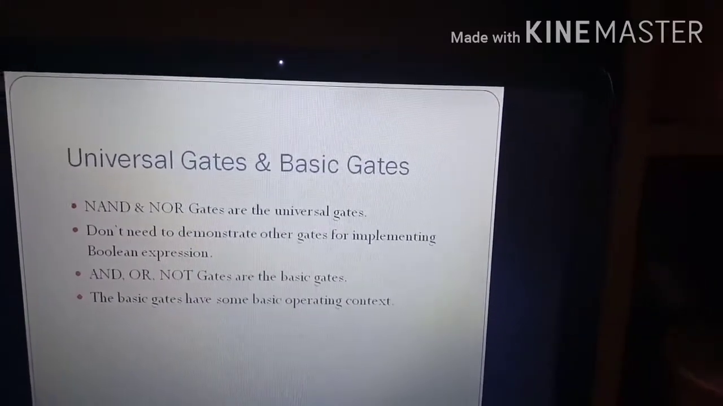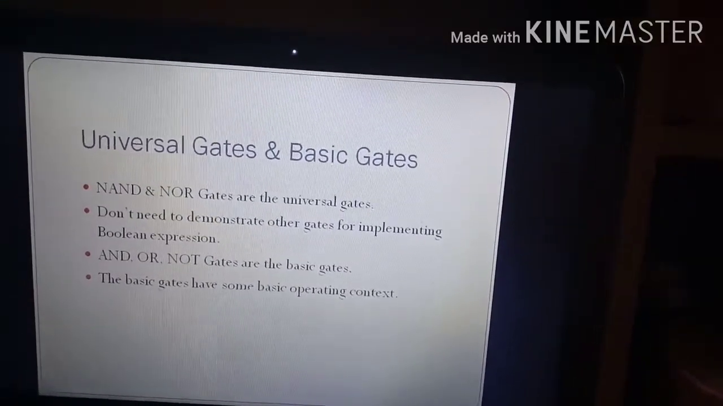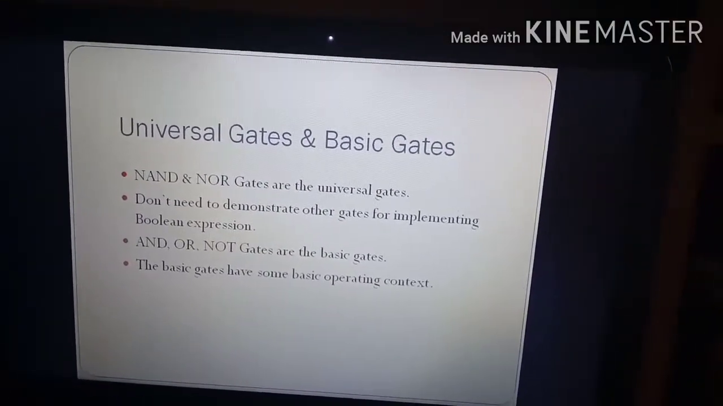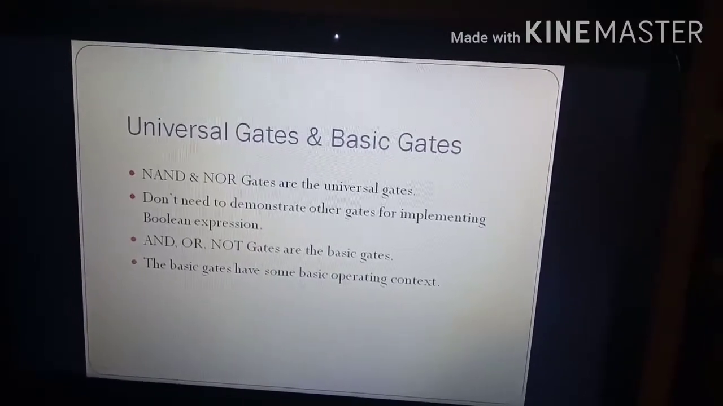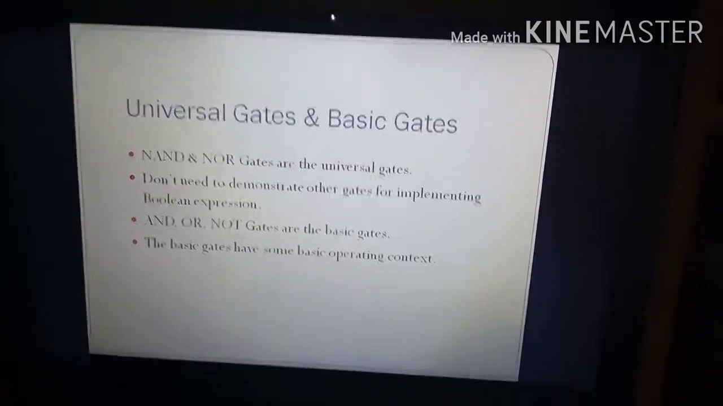What do you mean by basic gates? Basic gates are such type of gates that need to take help from universal gates to implement Boolean expressions. AND gate, OR gate, and NOT gate are the examples of basic gates.